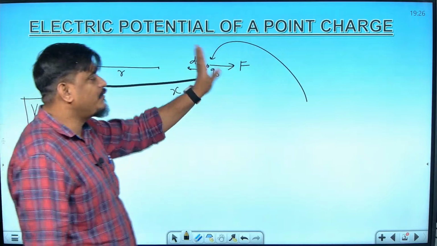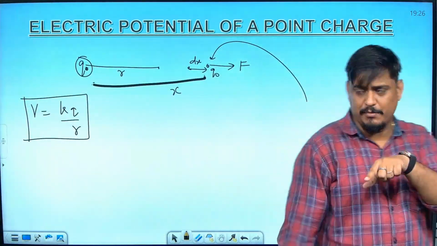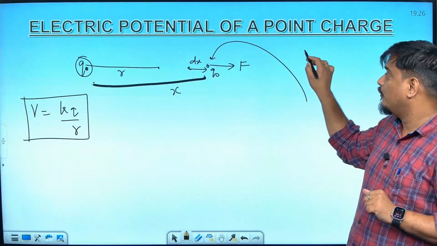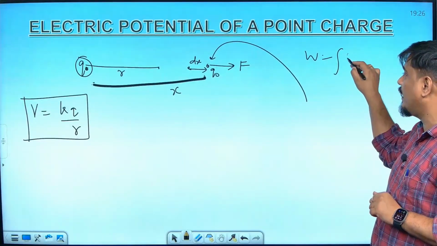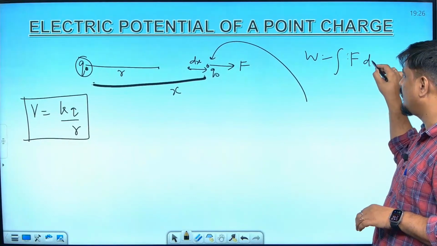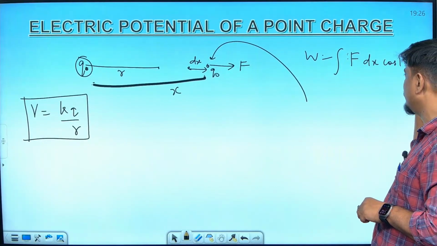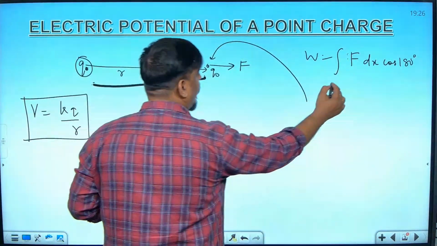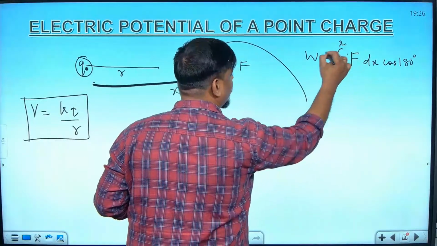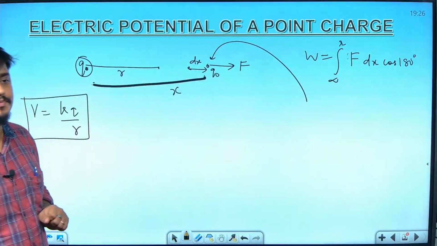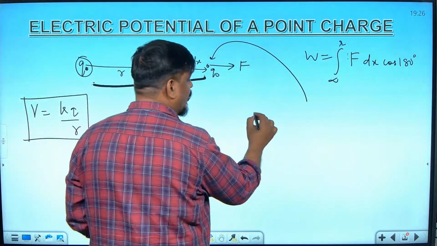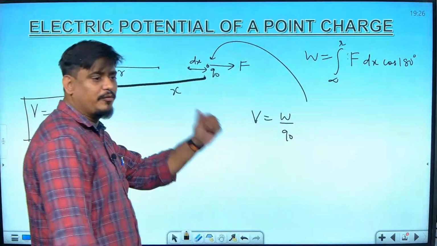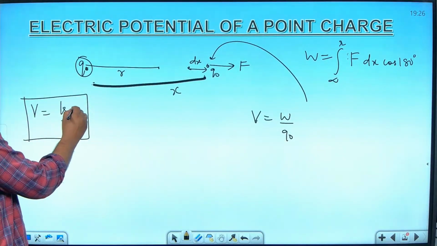Work done will become equal to F dx cos 180, and F will become equal to k q q naught by x square. Then you will do work done is equal to the integral of F dx cos, obviously 180 in this case. And when you do that, and then put the limit, from where to where? From infinity to r, then you get the work done. Once you get the work done, you know that electric potential is defined as work done per unit charge. We will put the value of q naught, we will get the answer as kq by r.